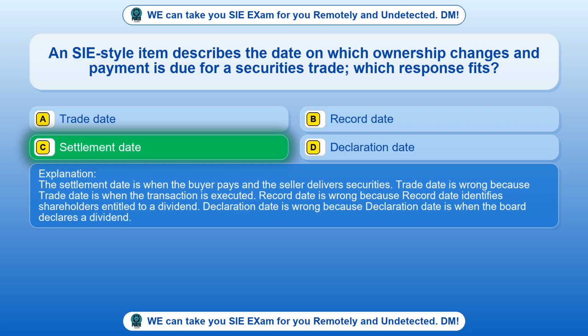The settlement date is when the buyer pays and the seller delivers securities. Trade date is wrong because trade date is when the transaction is executed. Record date is wrong because record date identifies shareholders entitled to a dividend. Declaration date is wrong because declaration date is when the board declares a dividend.